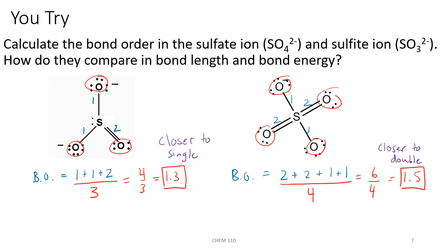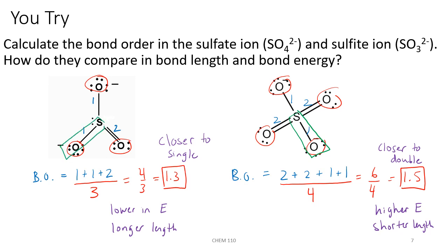Therefore, our 1.3 bond order will be lower in energy and longer in length. Our 1.5 bond order will be higher in energy and it will have a shorter bond length. So the SO bond length in SO4 2- is shorter than the SO bond length in SO3 2-, because that bond order is higher for sulfate than it is for sulfite.